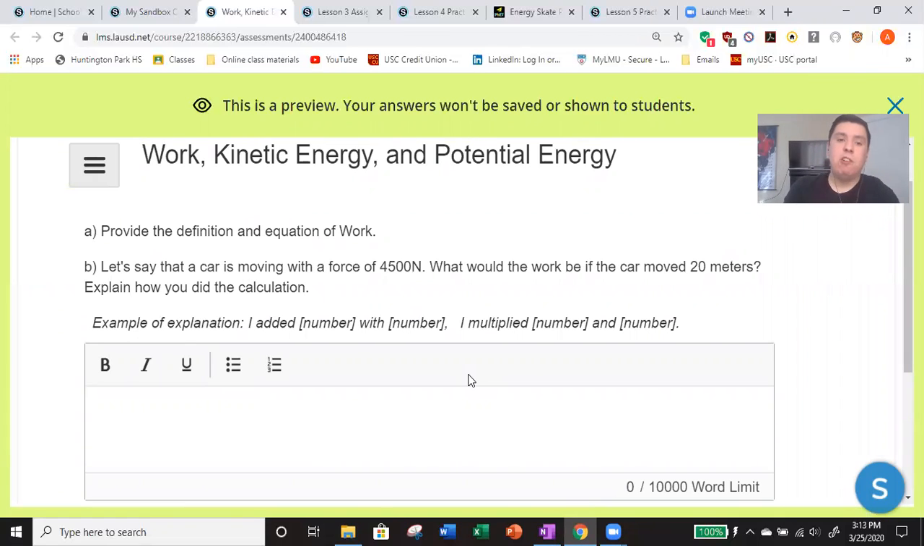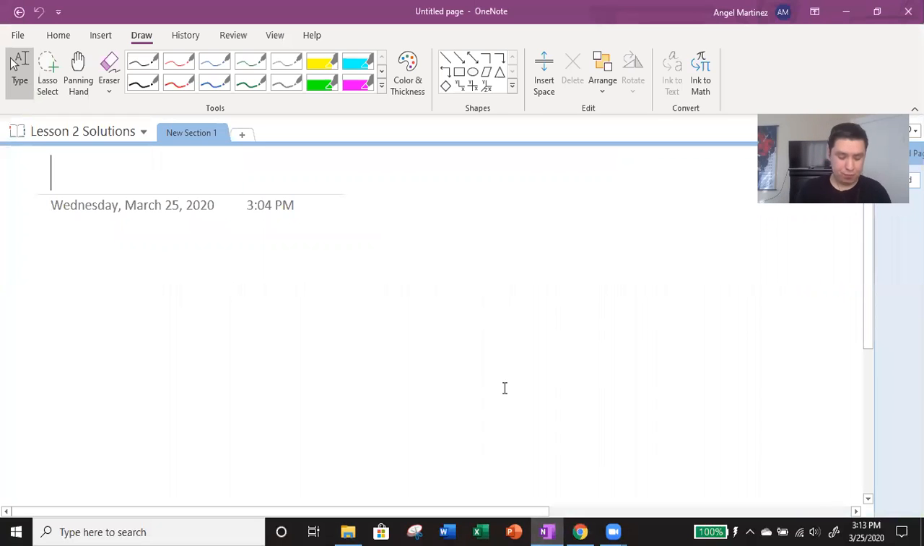Okay. The first problem says, provide a definition and equation of work for A. B, let's say a car is moving at a force of 4,500 newtons, and what will work be if the car moves 20 meters? Explain how you do the calculation. The reason why I said explain how you do the calculation here is because I can't see you actually do it. But for me, I'm just going to do this step by step. All right, first one. So this is number 1. This is the first one, provide a definition of work.